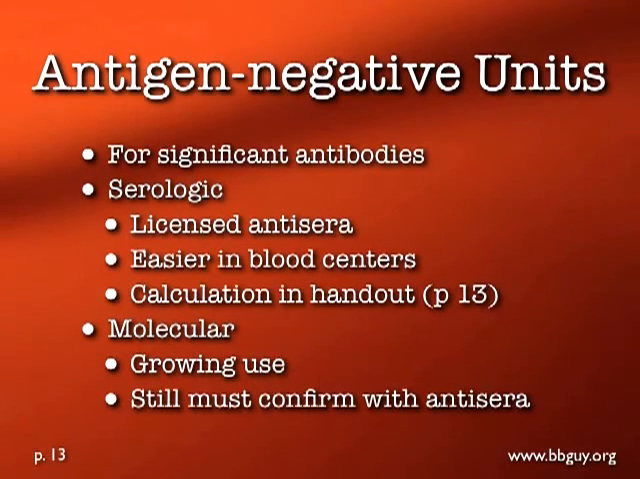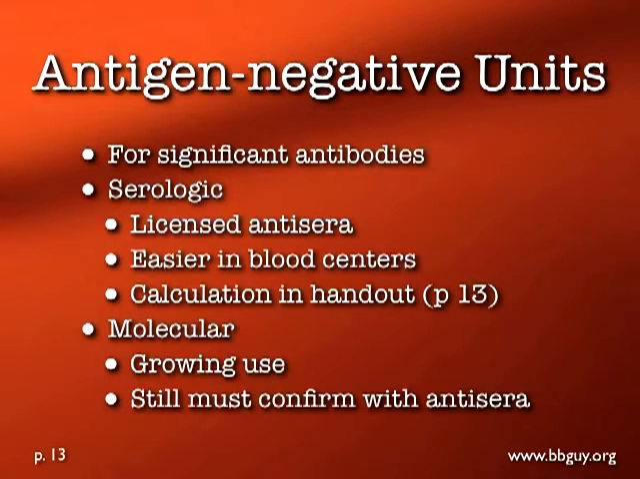Quickly, antigen-negative units are used for significant antibodies when we've identified a significant antibody, and there are a couple different ways that you can find antigen-negative units: the serologic method and the molecular method. Molecular is getting more and more popular, but basically the serologic method looks with licensed anti-sera and finds units, or donors, that are negative for particular antigens. It's much easier to do in a blood center because of the large numbers of donors, many of which have already been phenotyped. If you're in a transfusion service, there's the calculation in the handout on page 13 that takes you through how to tell whether or not it's going to be hard to find an antigen-negative unit for your particular patient.